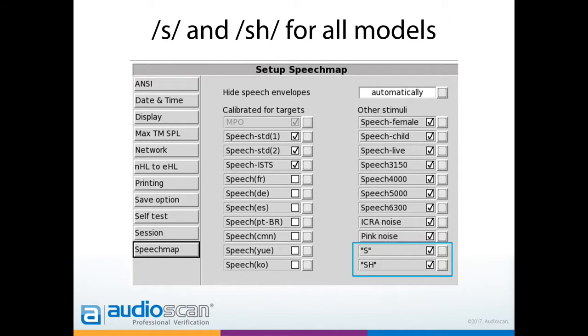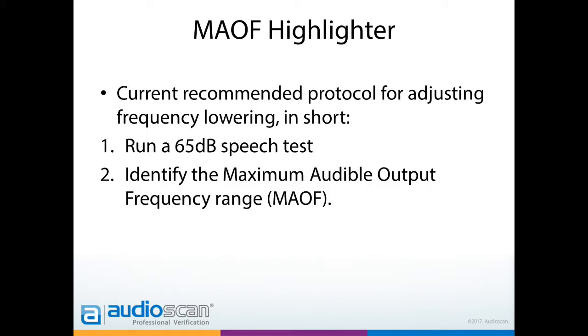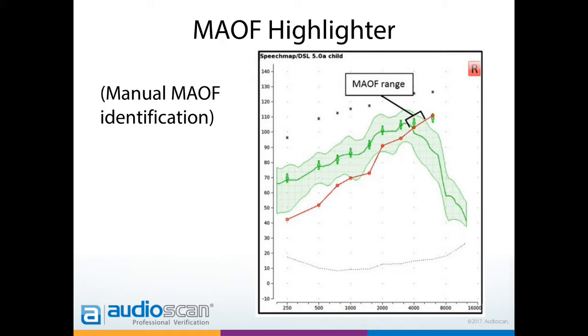Now, to explain the MAOF highlighter, the current recommended protocol, in short, is you start out by running a 65 dB speech test, and then you identify the maximum audible output frequency range, or MAOF. The MAOF is, of course, the range between the point where the LTAS crosses the SPL threshold and where the peak line crosses the SPL threshold.